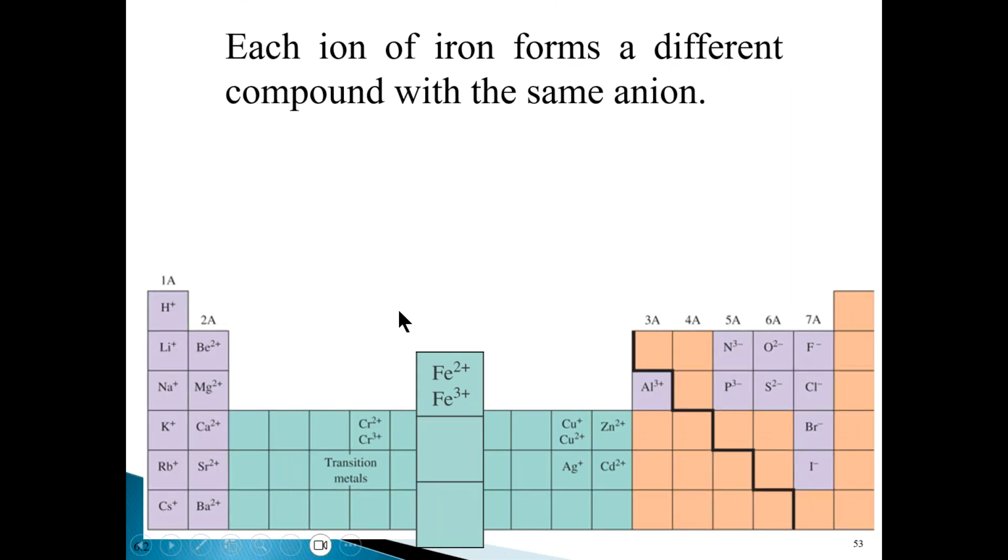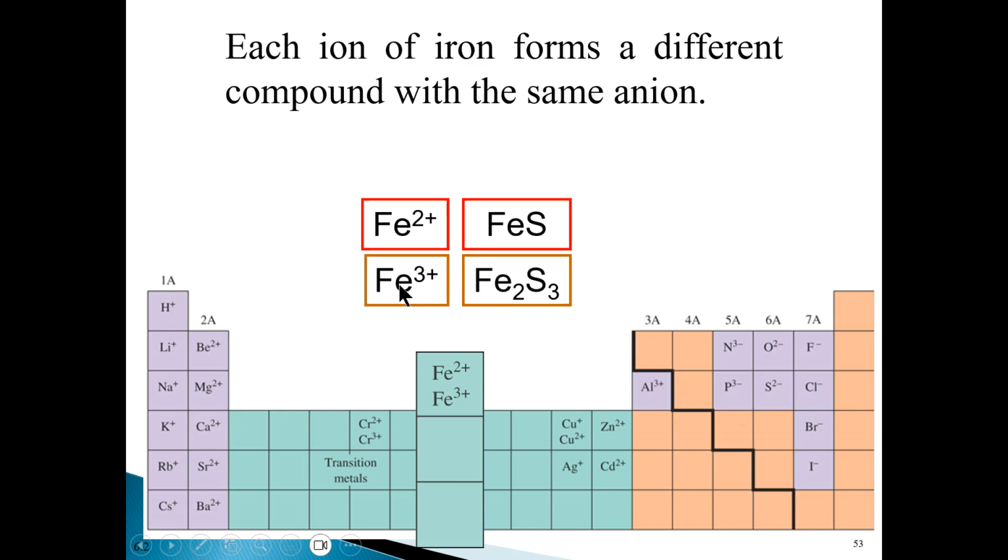Before we get to that, I want to illustrate the reason why this is important. If you look at the compounds formed between these ions and a particular anion, you'll see that the compounds would have different formulas. For example, if Fe2+ combines with the sulfide ion, it's going to form this compound. I won't tell you what the name is, but this is the formula, FeS. On the other hand, if Fe3+ combines with the same anion, it will form a compound with this formula.